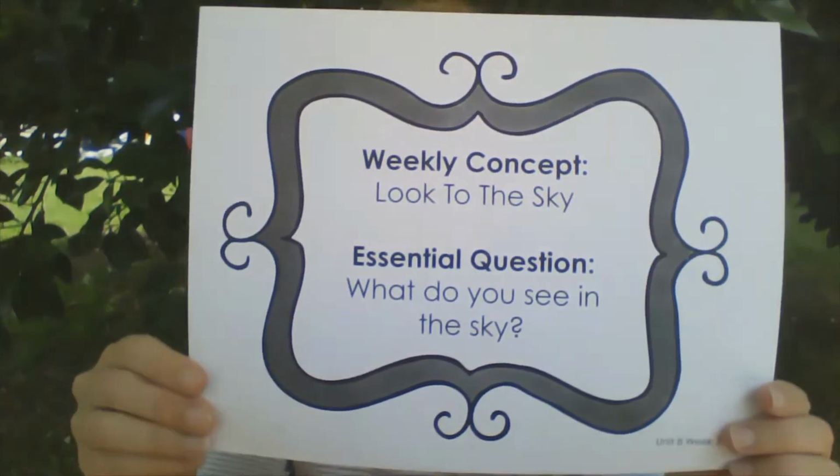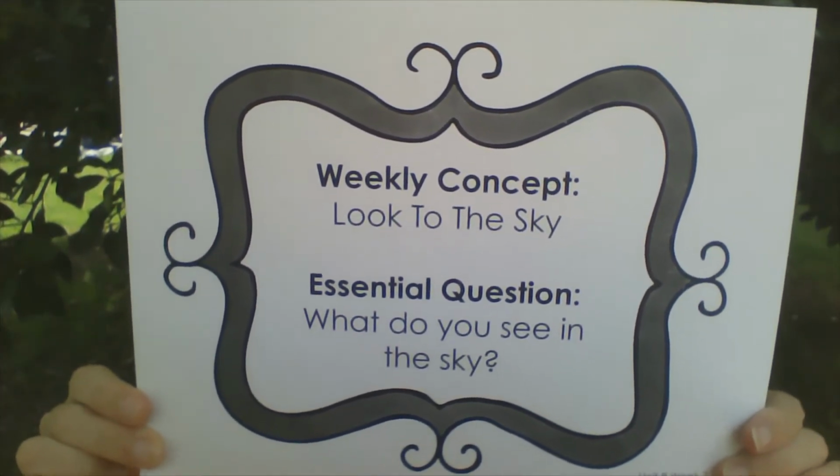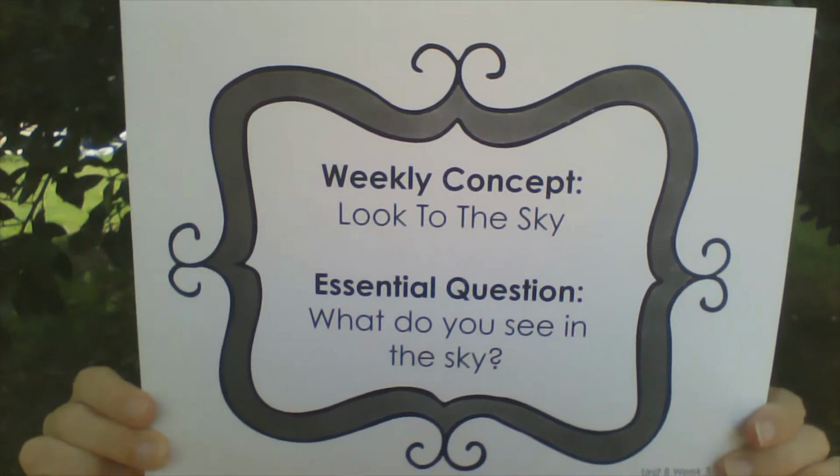All right, so let's take a look at our teacher book. We have a new essential question this week. We finished up talking about what we know about the United States, and then this week, here is our new concept, look to the sky. And our new essential question says, what do you see in the sky? What do you see in the sky?